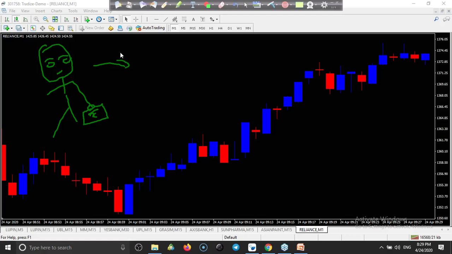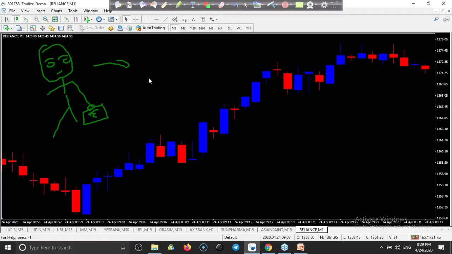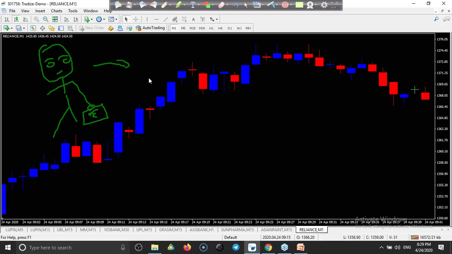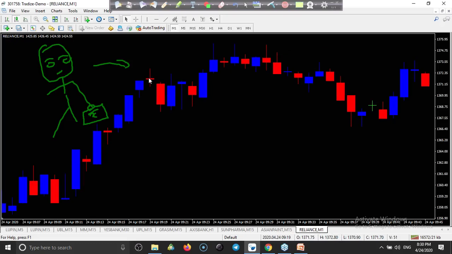So let me tell you, I'm using candlestick patterns and price action. I'm not talking about moving averages. Later I'll show you. Now the price is running in an uptrend, then running down. I'm not using support and resistance. Remember.